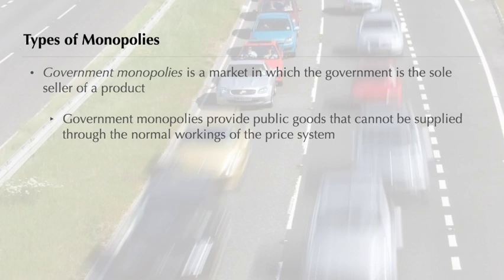Governments often run monopolies, usually of basic necessities like public utilities. In the United States, cities and towns may monopolize water and sewer services. The federal and state governments have a monopoly over the building and maintenance of roads, bridges, and canals in the United States. Any market in which a government is the sole seller of a product is a government monopoly. Government monopolies provide public goods that cannot always be supplied through the normal workings of the price system. Because these monopolies are providers of goods and services that enhance the general welfare, they usually have public support.